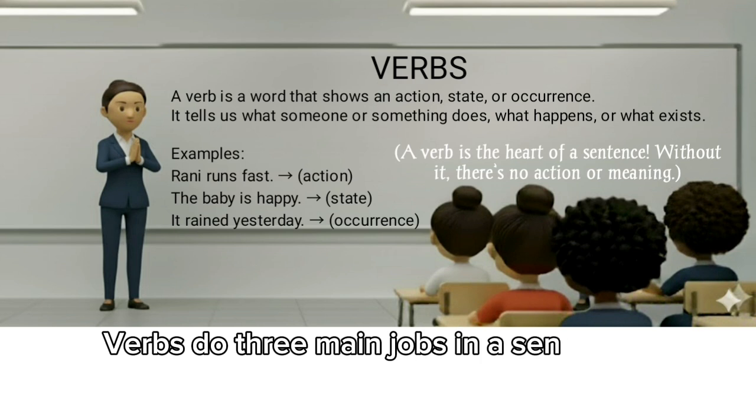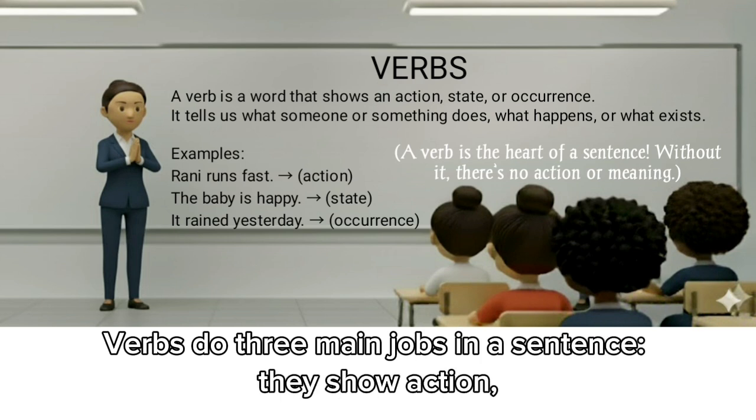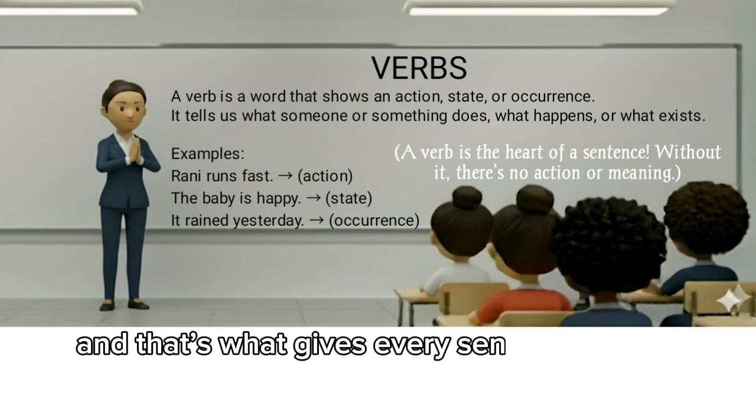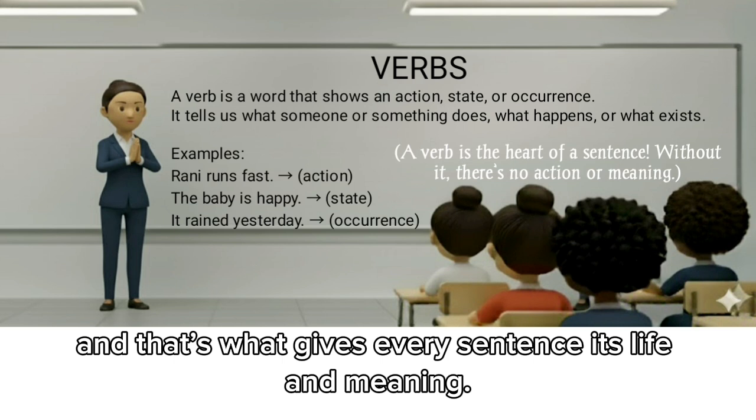Verbs do 3 main jobs in a sentence. They show action, they show a state, or they show an occurrence. And that's what gives every sentence its life and meaning.